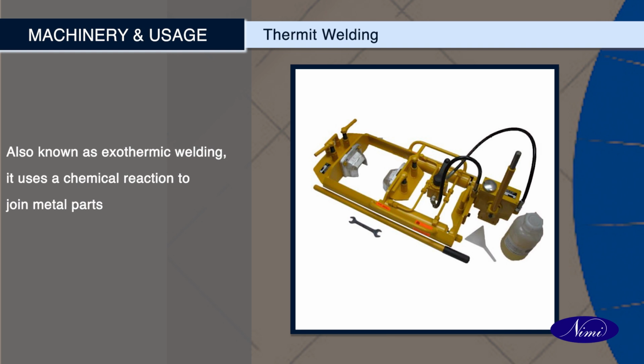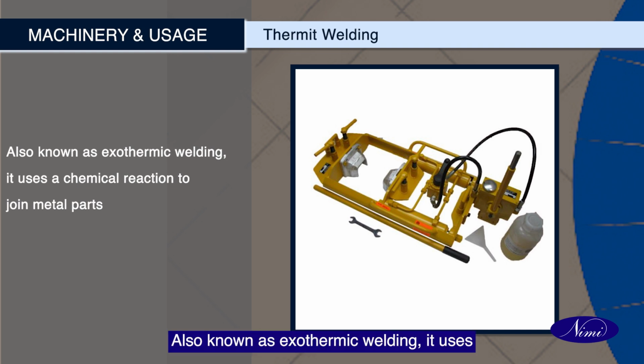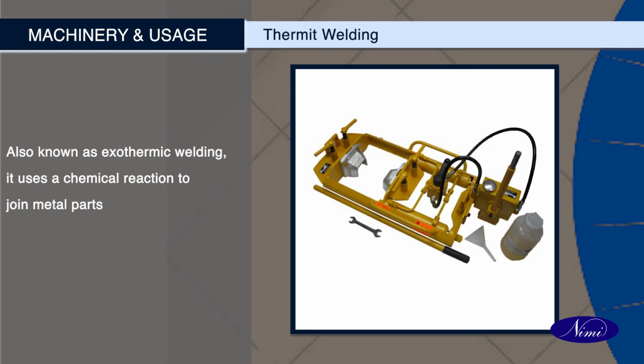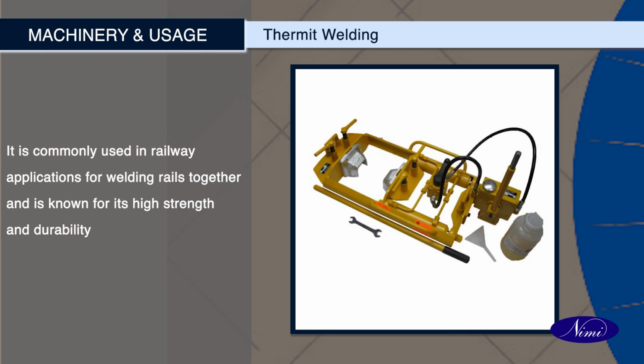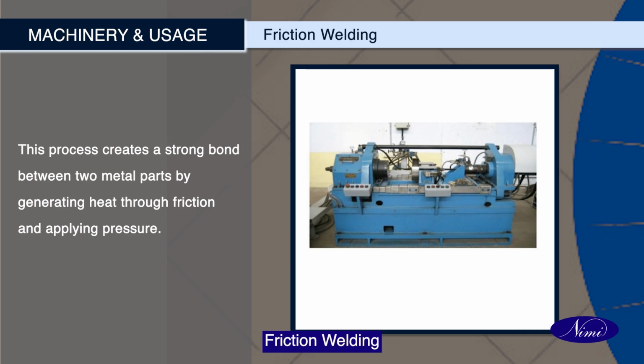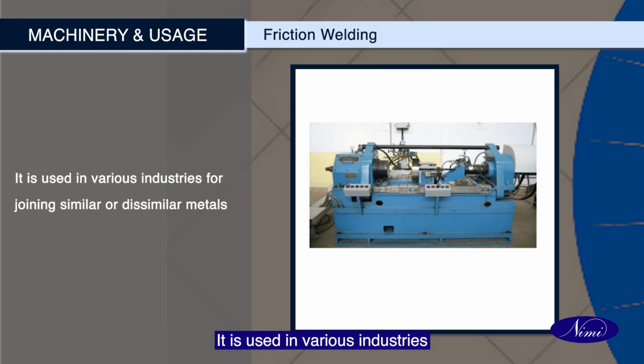Thermit welding. Also known as exothermic welding, it uses a chemical reaction to join metal parts. It is commonly used in railway applications for welding rails together and is known for its high strength and durability. Friction welding. This process creates a strong bond between two metal parts by generating heat through friction and applying pressure. It is used in various industries for joining similar or dissimilar metals.